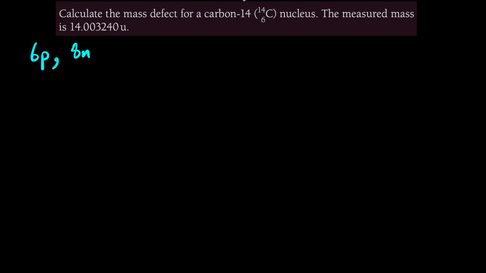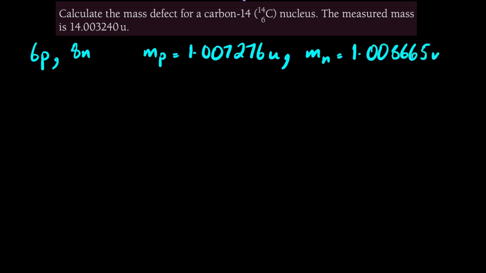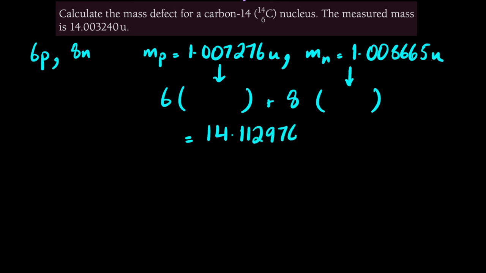Let me also write the older values here for you, which was that the mass of a proton is 1.007276 U and the mass of a neutron is 1.008665 U. So if you want to calculate the mass of the total nucleons, you have 6 protons, so 6 times this value here plus 8 neutrons, so 8 times this value here, this is going to turn out to be 14.112976 U. So this is the mass of the constituent nucleons. It's always going to be more than the mass of the actual nucleus.